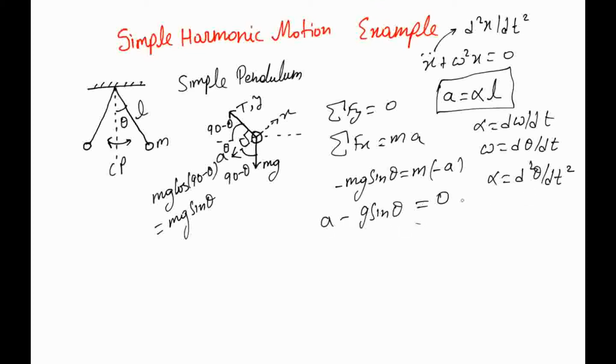So that is a, that is alpha. So what should I write? We should write alpha L, that is L times d squared theta over dt squared, minus g sine theta equals 0.